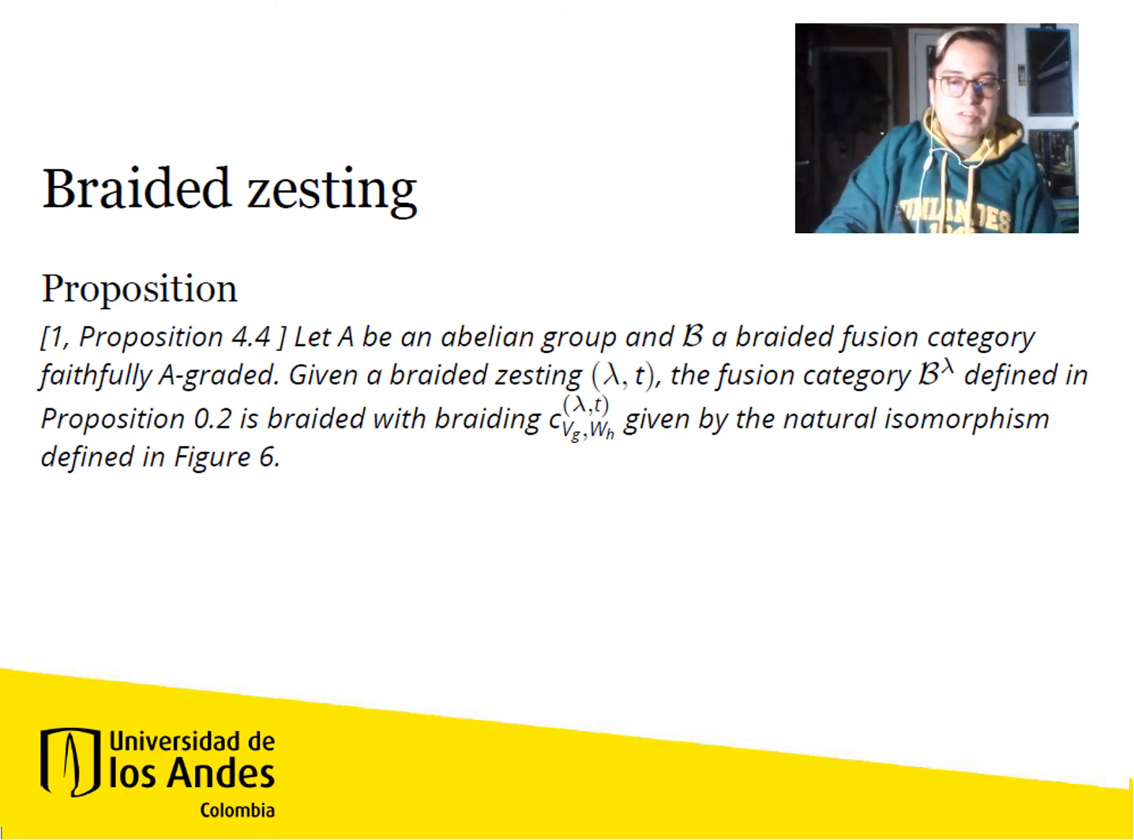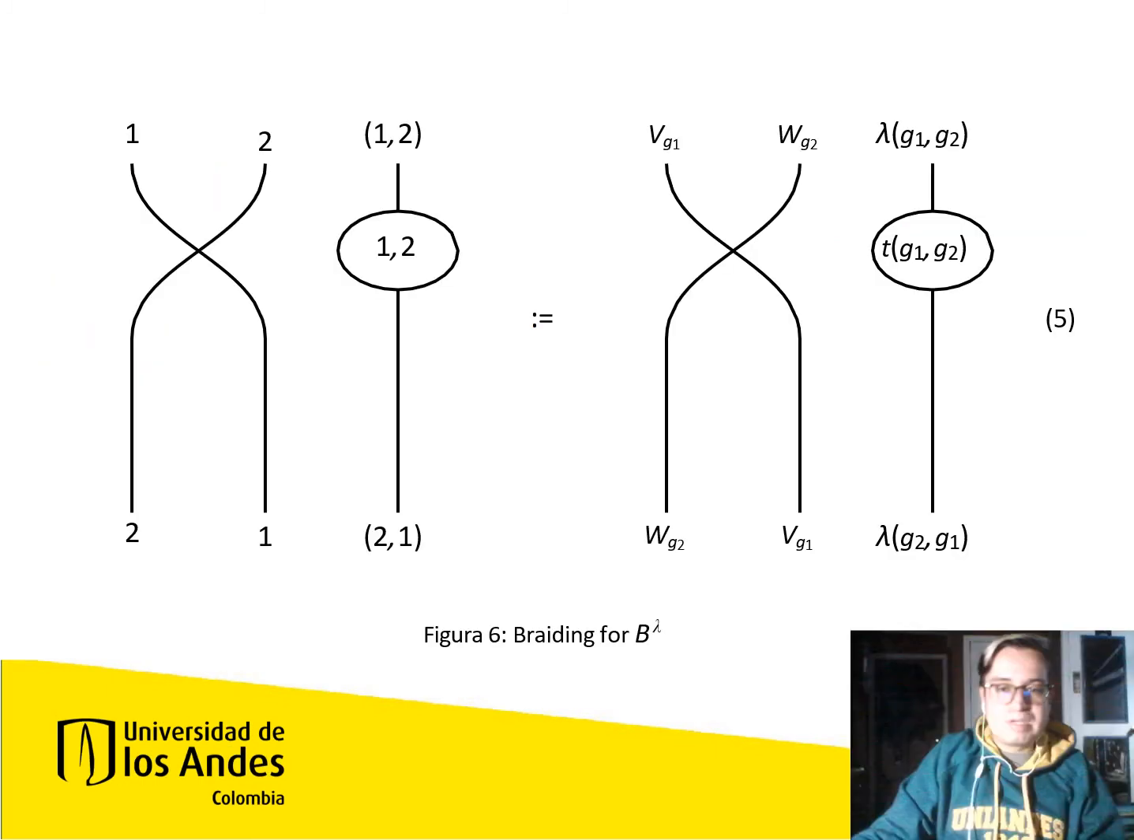So the result of the paper, Braided Testing and its Application, is the following: when I have a braided fusion category and a braided testing for that category, the new category obtained by an associative testing is also a braided fusion category, where the braiding is given by the following isomorphisms in this figure. Here I define the braiding for my new category, using the braiding in the original category, the isomorphism T, and the definition of braided testing.